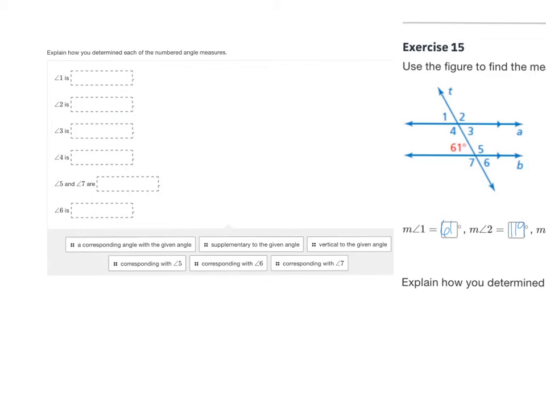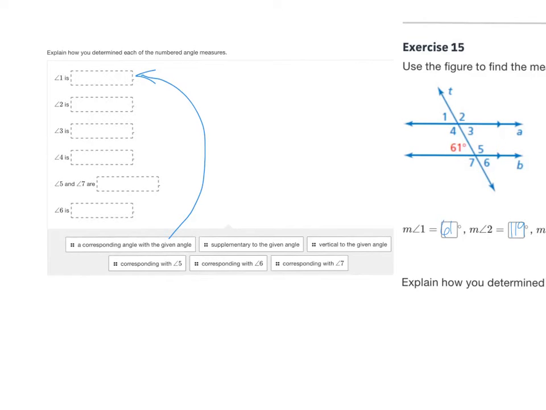Alright, so now let's look at how to decide which one of these boxes fit for each angle. So they're saying measure of angle 1. If you look at the location of angle 1, it is in the exact same position as the given, right? So remember that when they're in the same position, we call that corresponding. So it corresponds with the given angle. Corresponding to the given angle is this one right here. So number 1 corresponds to the given angle.